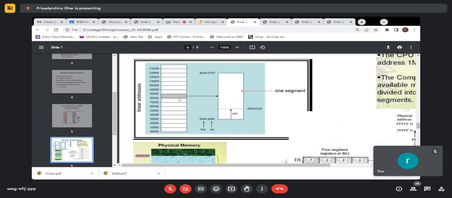Now this segment's physical address starts at 80,000, which means 90,000 is the starting address of the next segment. 80,000 is the starting address of this gray colored segment, and 8FFFF is the end address of this segment.